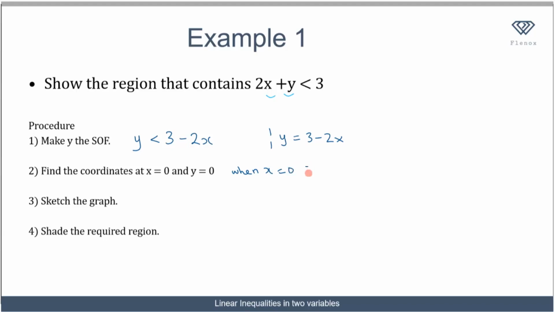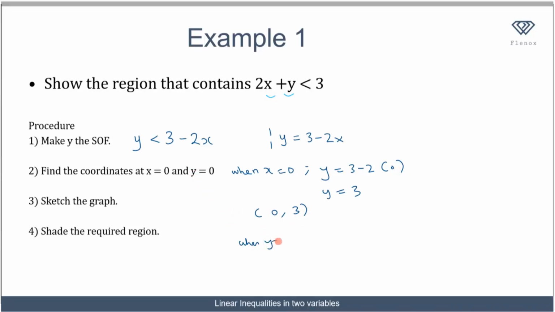When x equals 0, what is the value of y? I know that y equals 3 minus 2x, and my x now is 0. So I have y equals 3. So when x equals 0, the value of y is 3. And these are the coordinates written in brackets.